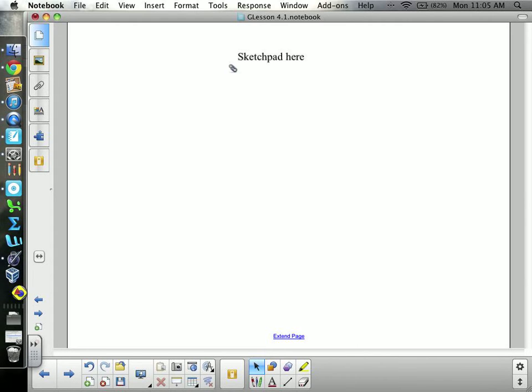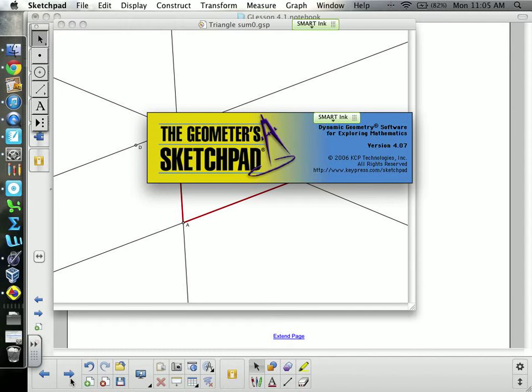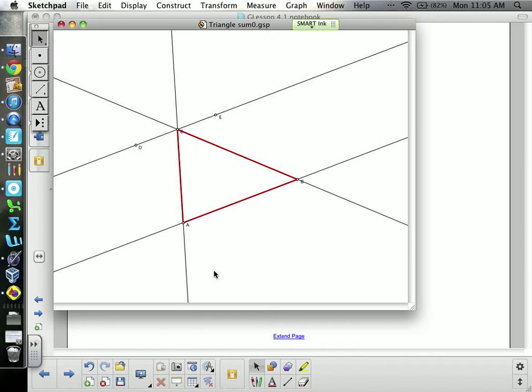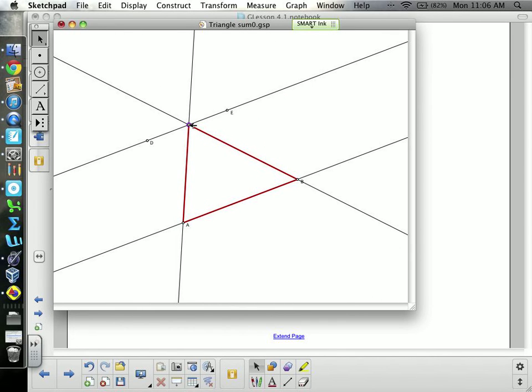Let's see if this opens up. Now, proving why a triangle sum is 180 is kind of interesting. And the reason is this. What I've done is I've created the triangle here in red. And we've got parallel lines, okay? OE and AB are parallel lines.